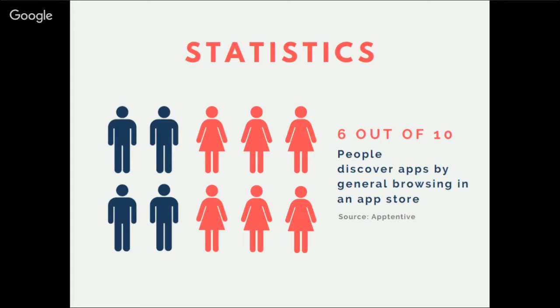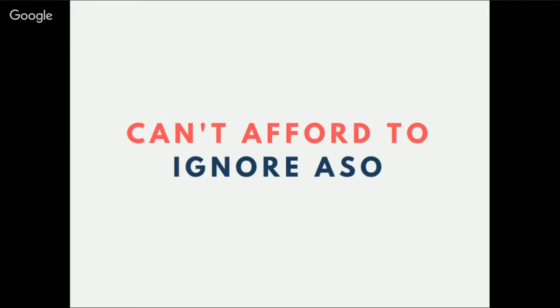6 out of 10 people discover applications by general browsing in the App Store. So basically, people are just going to rely on what comes on their screen if they're searching for a keyword. If they're searching for dating, they are just going to see the top 10 search results on dating in the App Store, just like anybody searches on Google. So that's where App Store optimization helps, if it can get you within those top 10 results. So just fasten your seatbelts, because as we move forward, we are going to give you some really good tips and tricks to get a high rank in the App Store.